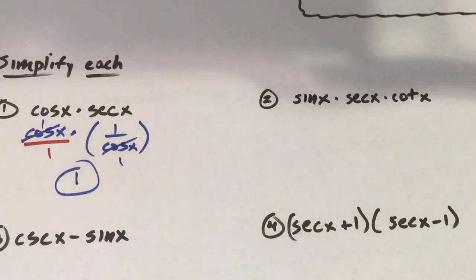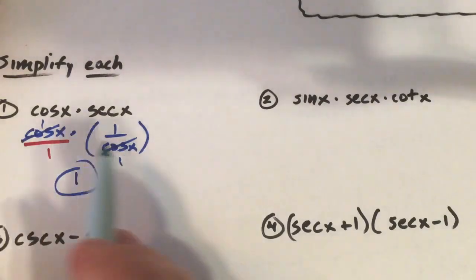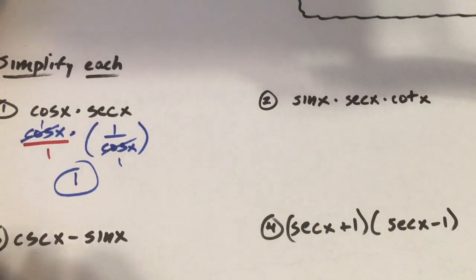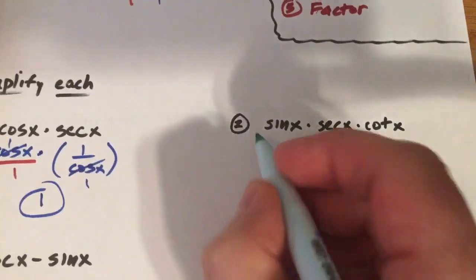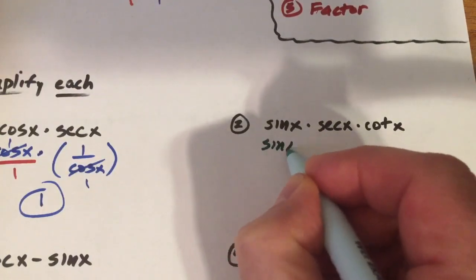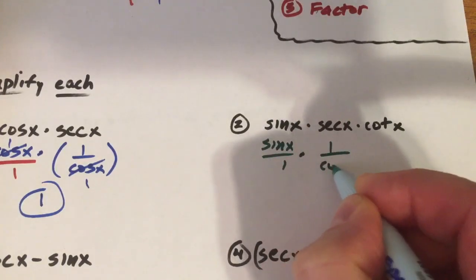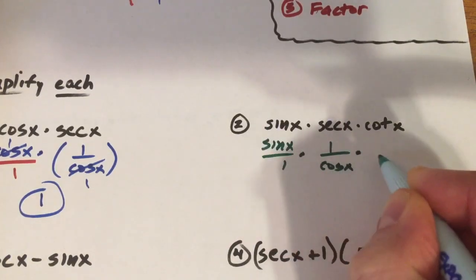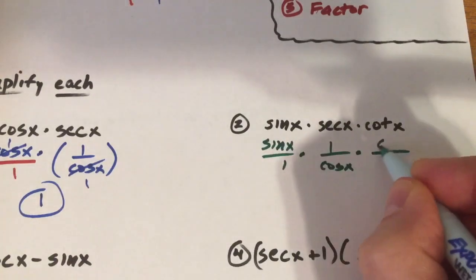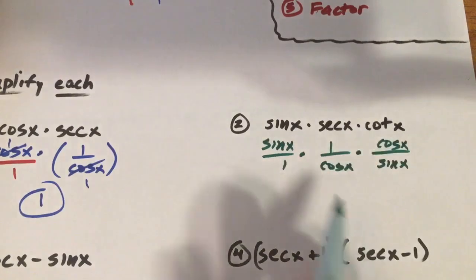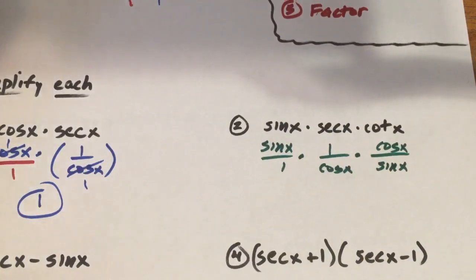Let's take a look at problem number 2. Problem number 2, similar to number 1. Here we'll write everything in terms of sines and cosines again. And so here we have sine x over 1. Secant is going to be 1 over cosine x. And cotangent is going to be cosine x over sine x. And all those, of course, come from your purple formula sheet.